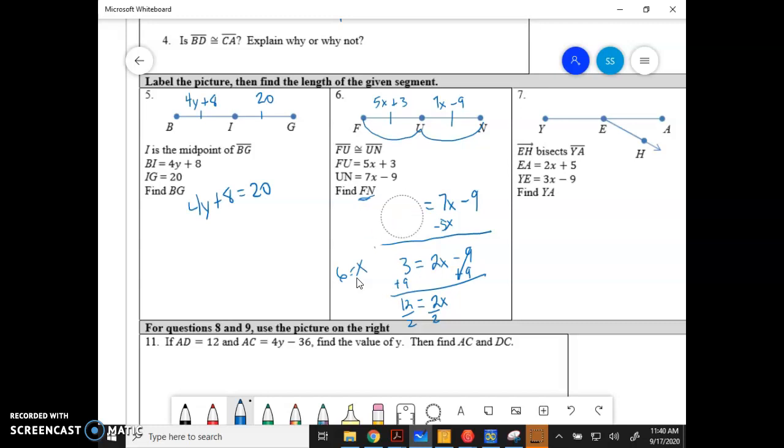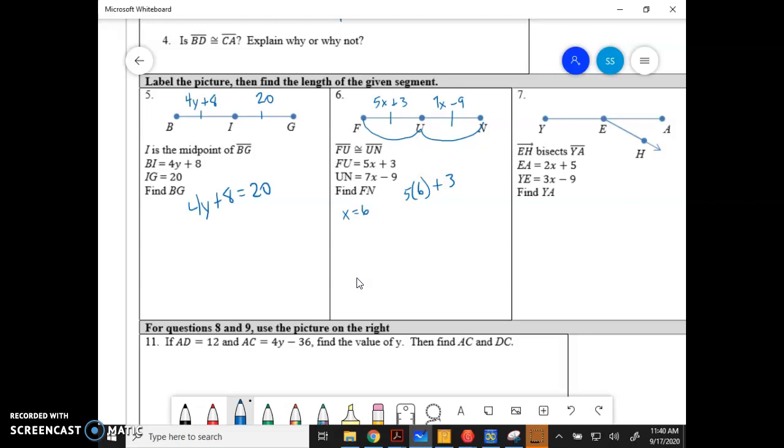But I'm going to go ahead and erase this and show that they're both equal to each other. So I said that x was equal to 6. So let's see, 5 times 6 plus 3. 5 times 6 is 30, plus 3 is 33. All right, let's try it over here. 7 times 6 minus 9. 7 times 6 is 42. 42 minus 9 is 33.